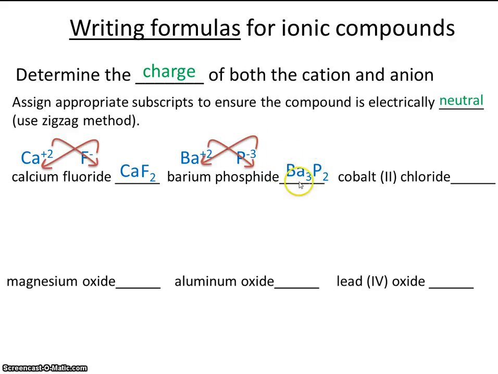So take a moment to understand exactly how we're crossing these charges. And I know that eventually we get to the point where we just do this quickly, but remember the point behind doing it is to ensure that barium phosphide is electrically neutral or has the same number of positives and negatives.